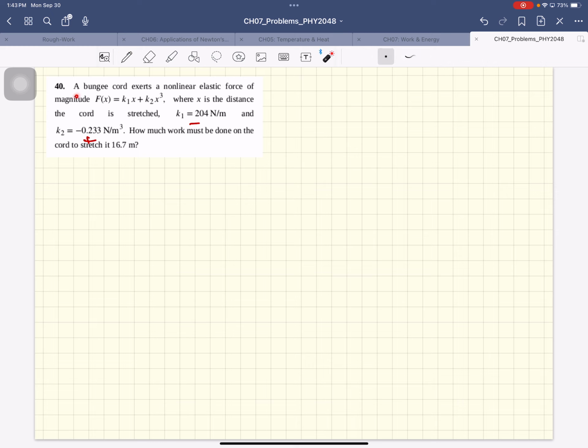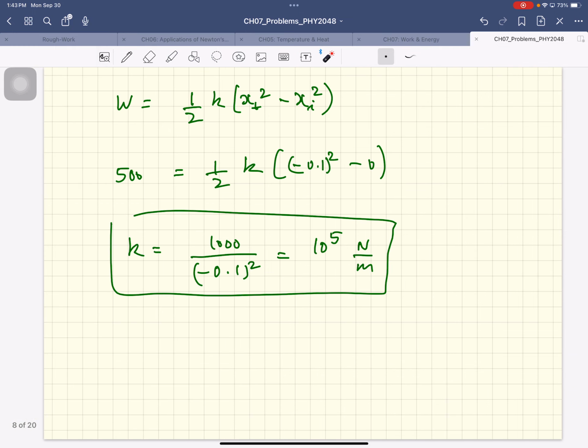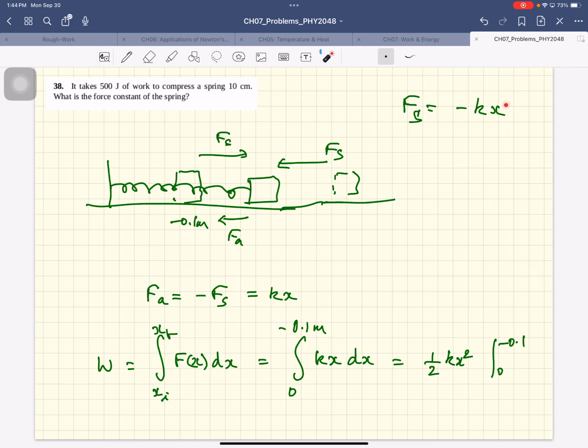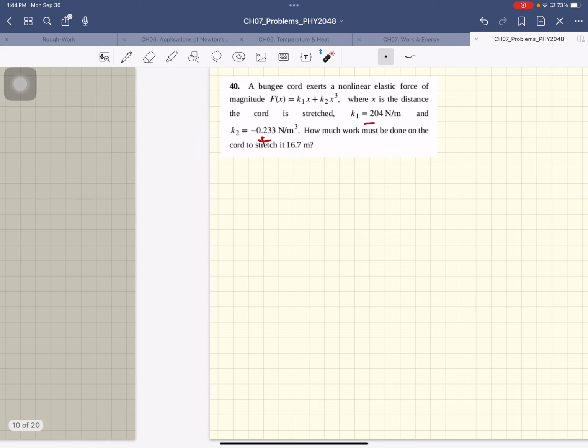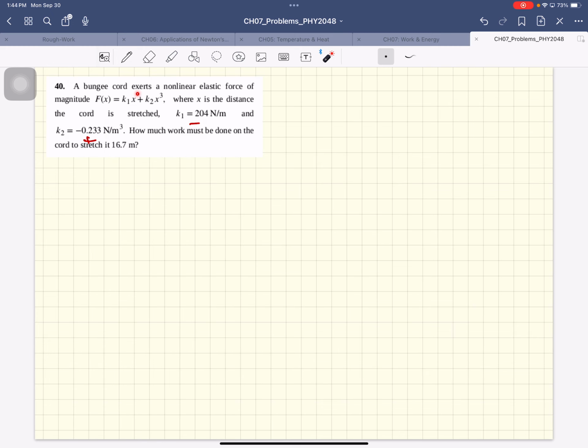Okay, so similar problem. A bungee cord exerts a non-linear force. What do we mean by a nonlinear force? Force is changing. So this force is a linear force, x to the power 1. So if you have a nonlinear force, you have a higher power or another power. So here is the spring constant, there is the Hooke's law part, and here is the nonlinear part.